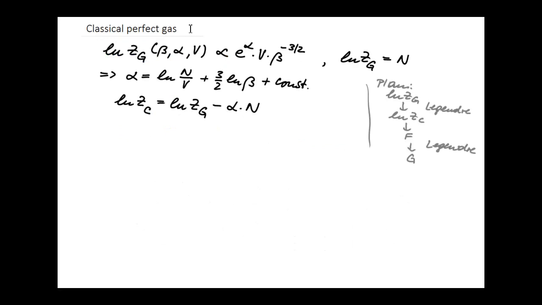This is what we are using here. The log of the grand canonical partition function is equal to the particle number. So in fact, this is nothing but 1 minus alpha times the particle number. For alpha, we use the result in the previous line. And then we obtain n times the log of the volume plus 3/2 n times the log of temperature plus terms that only depend on particle number, but not on T and V. For our purposes, it will be good enough to write it in this form.